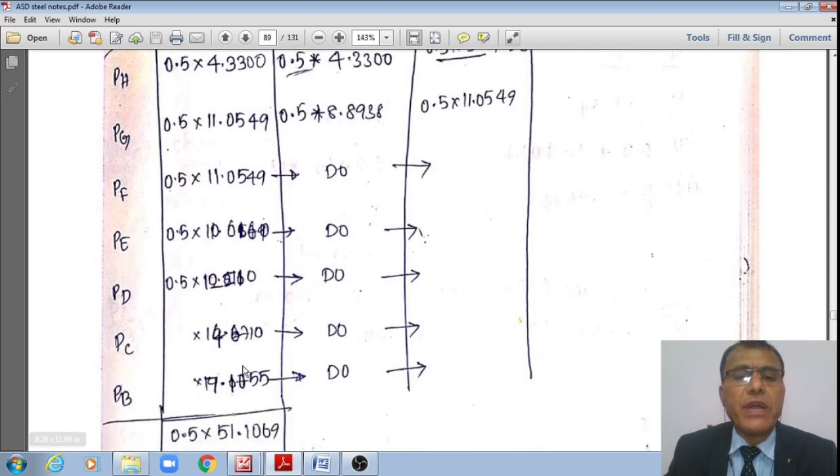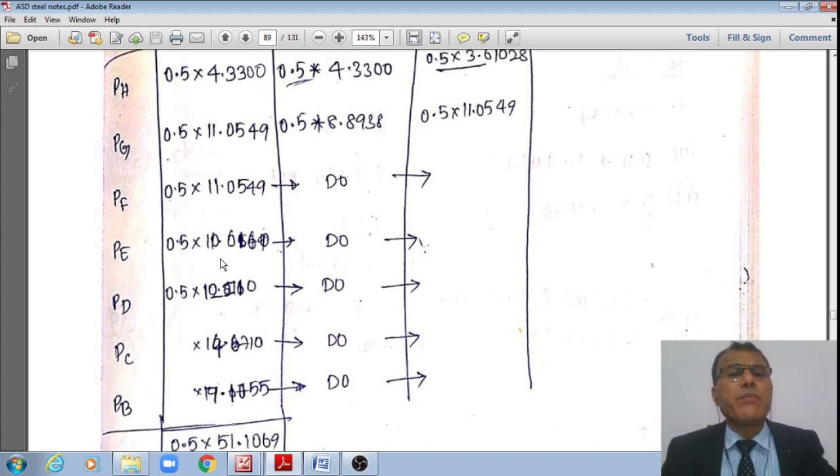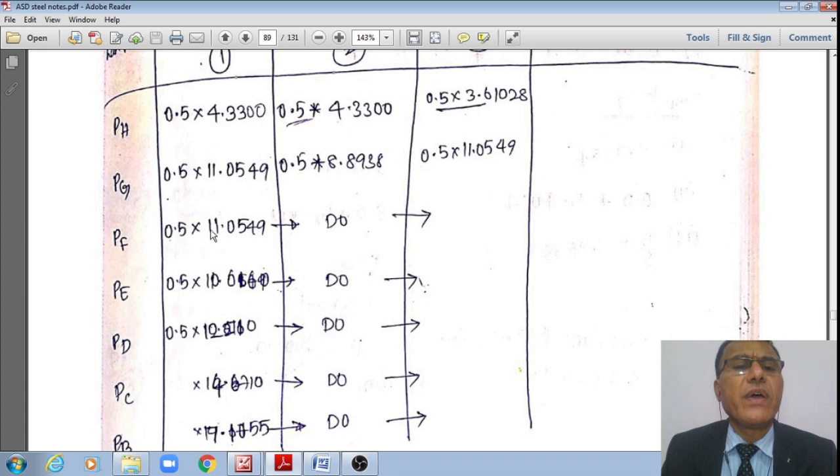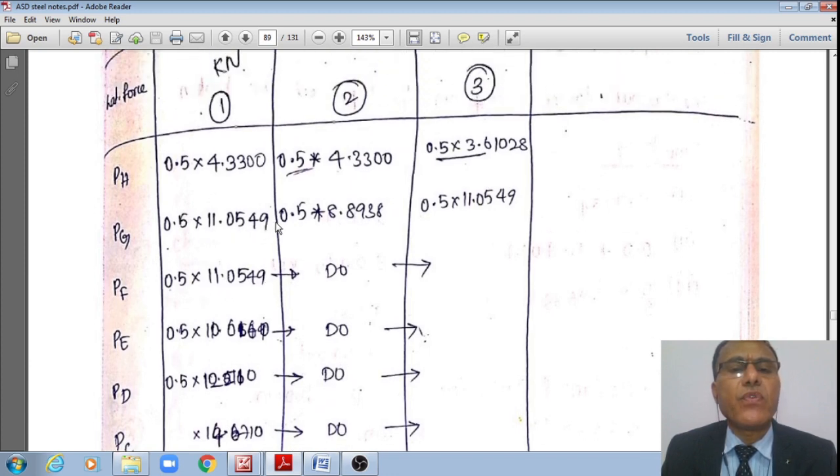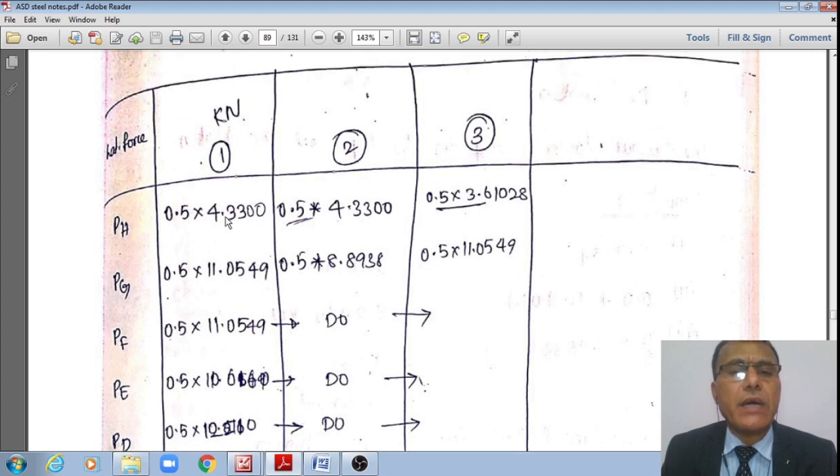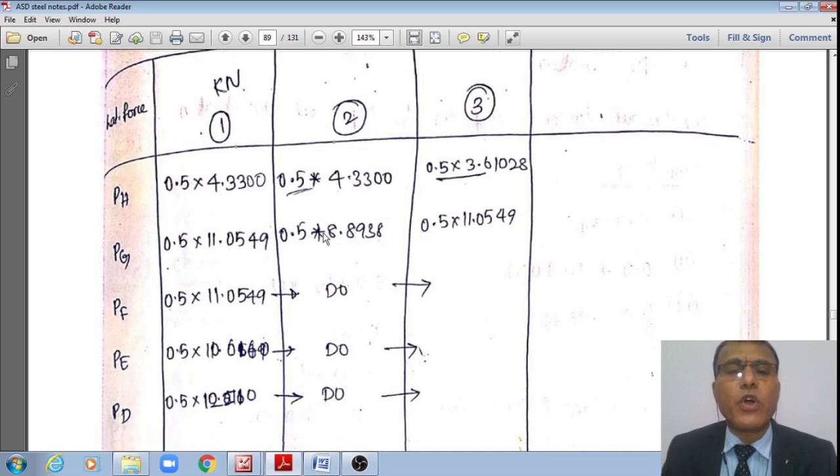B, right, 7.1055 at C, 4.6710 at D, 2.2760 at E, 10.6160 at F, 11.0549 at G, 11.0549 at H, 4.33 under normal operating condition. And the second one is when the topmost power conductor is broken.